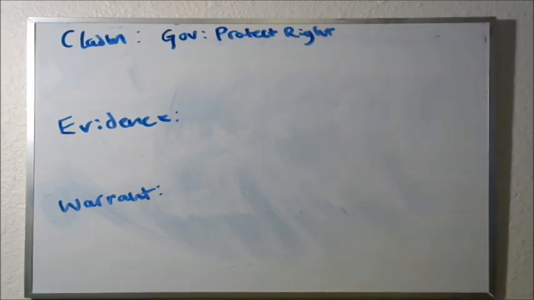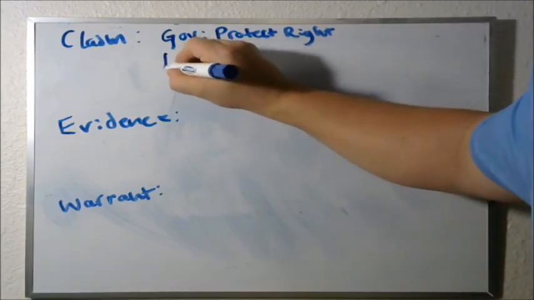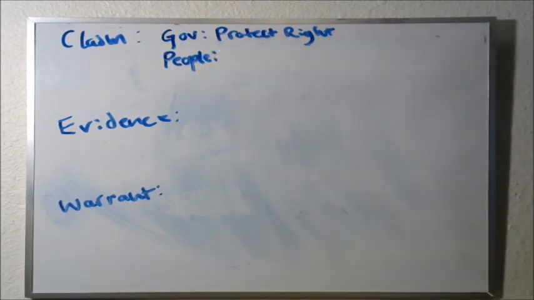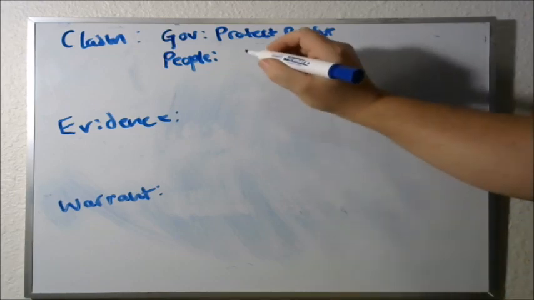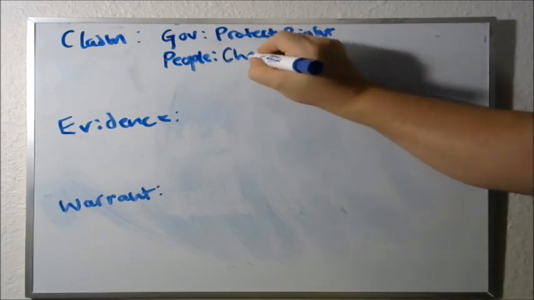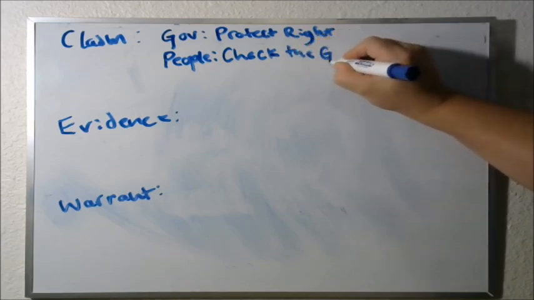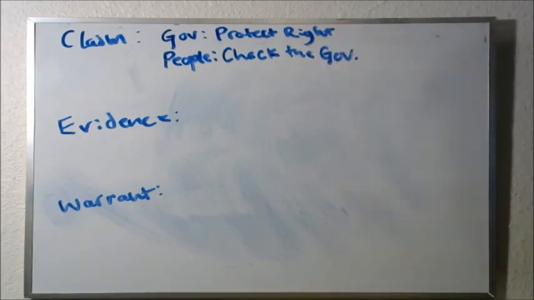Okay, there it is. They protect our rights. But what do the people do? Okay, it's their job to check the government. Okay, and that's it. That's the claim of the Declaration of Independence.